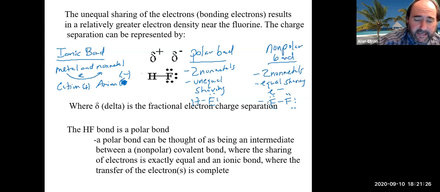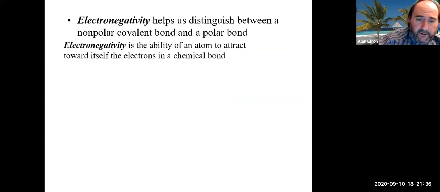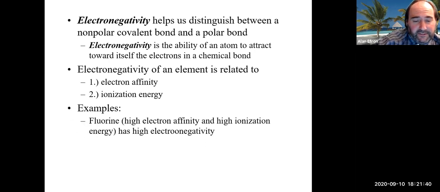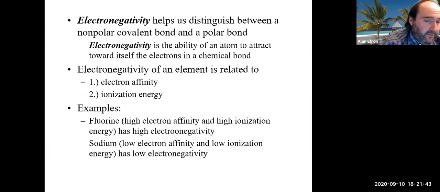All right, so let's get into then what is going on and how we determine whether or not something will be polar, nonpolar, or ionic. So as I mentioned, it really is the electronegativity that helps us understand the type of bonding that we're going to see.